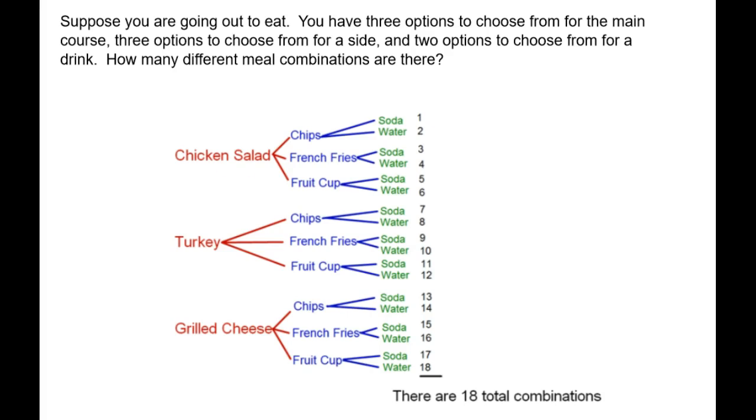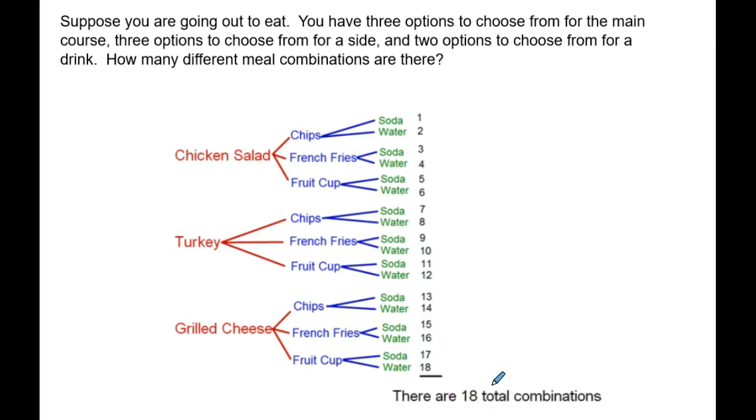So our 3 main course options would be a chicken salad, turkey, or grilled cheese. For each of those main courses, we have an option of 3 different sides: chips, french fries, or a fruit cup. And then for each of those, we have 2 options for a drink. We can get a soda or water. So we can see by creating this tree that the total number of possibilities we could create from those options is going to be 18 total combinations.